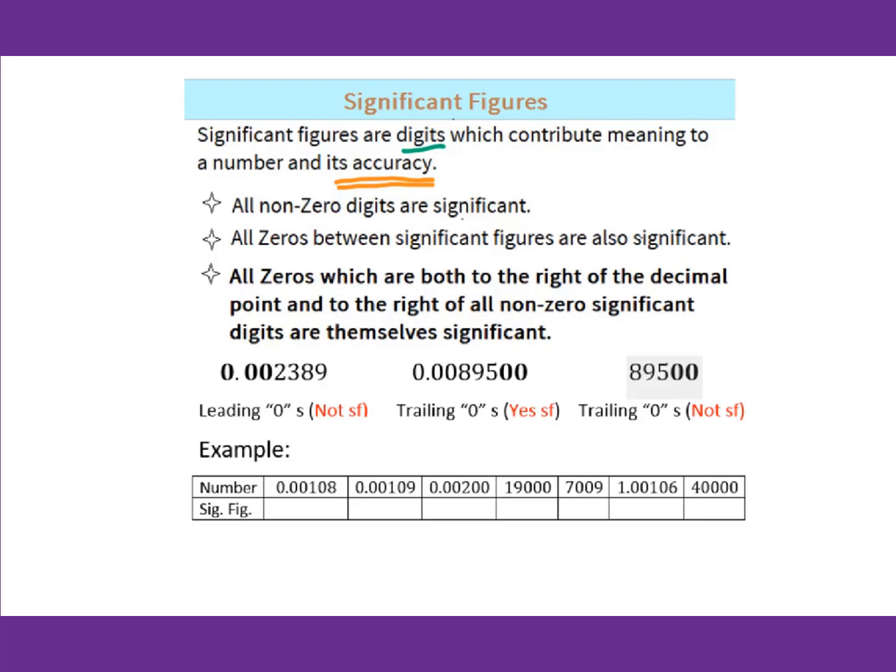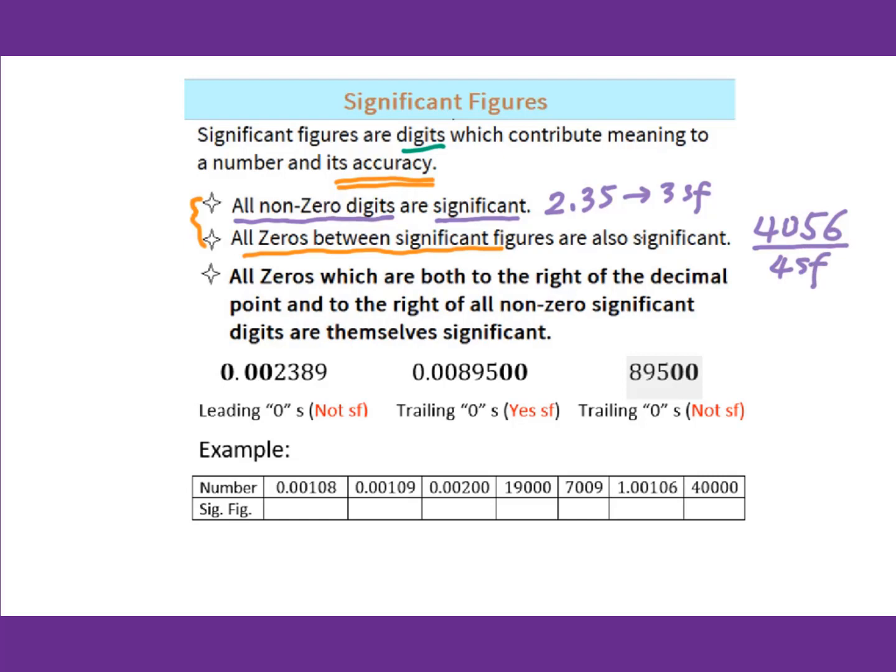First of all, non-zero digits are significant. Second rule, all zeros between significant figures are also significant. For the first two rules, it's easy to understand. For example, if I have 2.35, that means 3 significant figures. If I have 405.6, then this will be 4 significant figures.